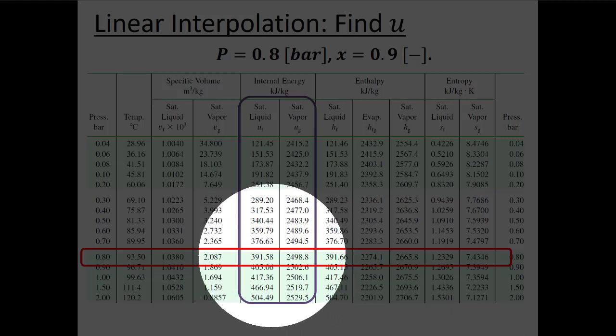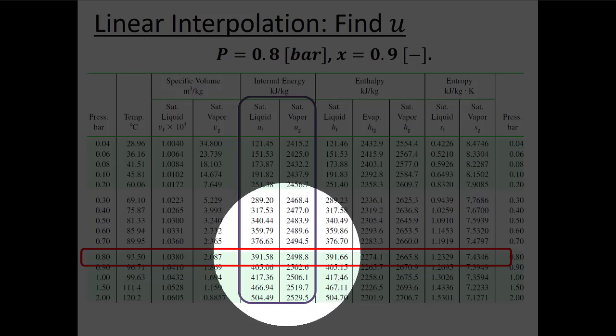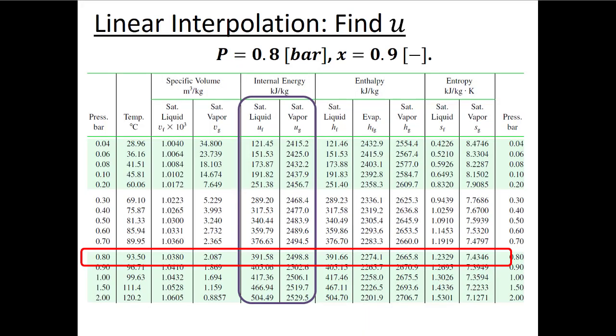In order to boil water, even when it's at the right temperature, to get steam, you have to put in a lot of energy to turn it into vapor. So we know we're going to be somewhere between that 391 and almost 2500. And because my quality is 0.9, that means 90% of my mixture is saturated vapor. So I must be closer to the saturated vapor than I am to the saturated liquid.